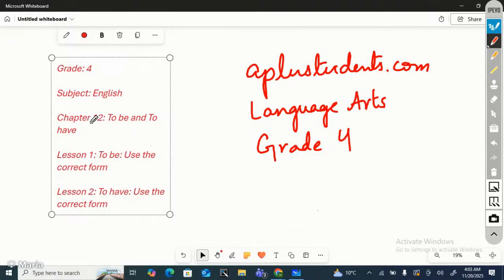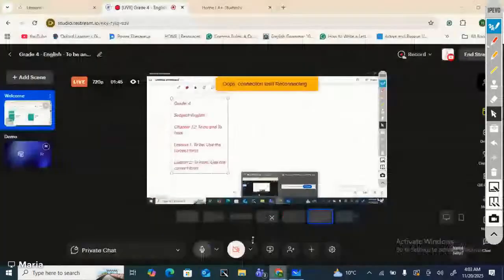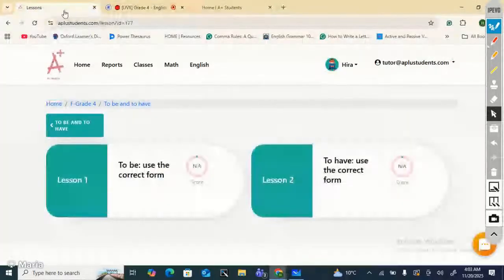The chapter I'm going to teach today is Chapter 12, To Be and To Have. To be verbs, and to have verbs. The first lesson is about to be verbs. Use the correct form.